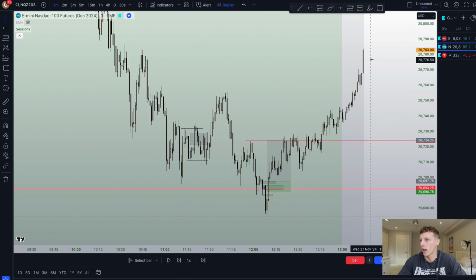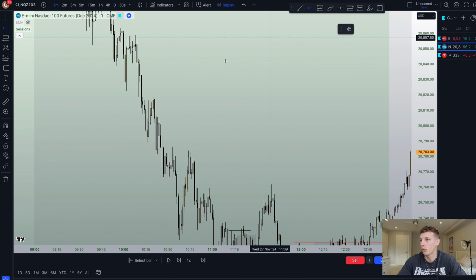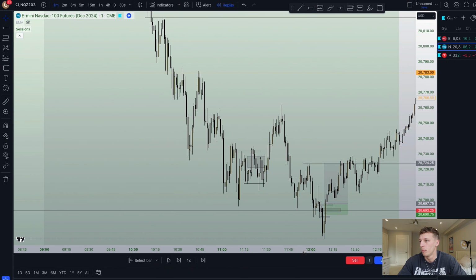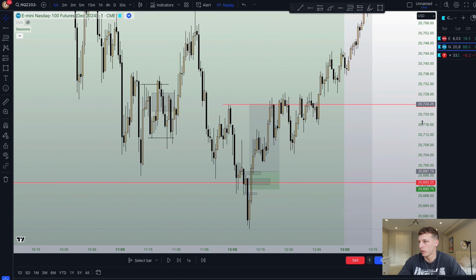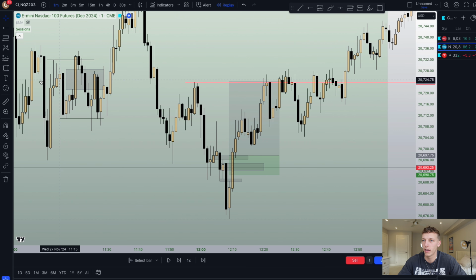Price starts to swing higher and we could have captured more points. I mean, we had equal highs up here. I think price took those out as well. But again, we're chopping around quite a bit. I'm not trying to get too greedy. It's the day before Thanksgiving. So I was happy with this play. Happy to finish green on the day.